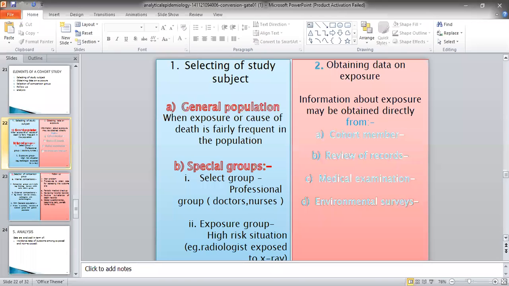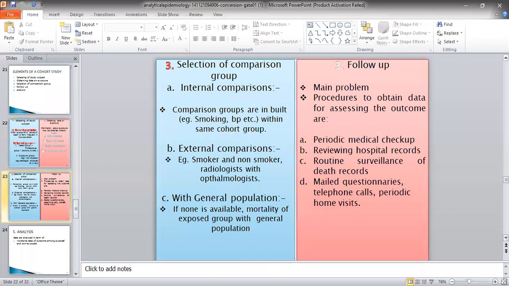From which places can we obtain data? We can obtain data from the same cohort members, from the review of previous hospital records. We can obtain data from any medical examination, from any environmental survey, or from any questionnaire. Okay, so these are the various ways we can obtain data on exposure for those study groups. Third point is the selection of comparison groups.